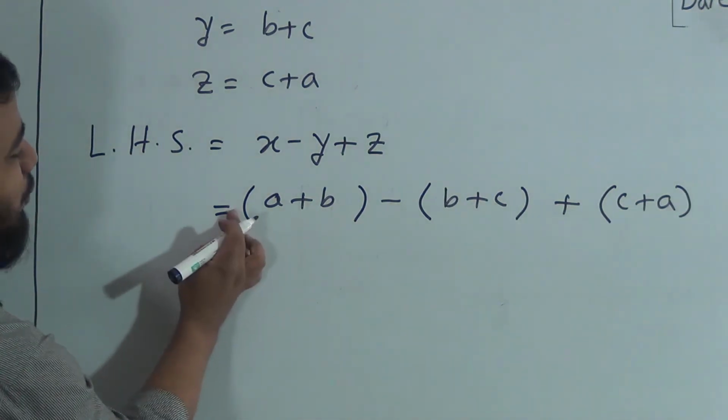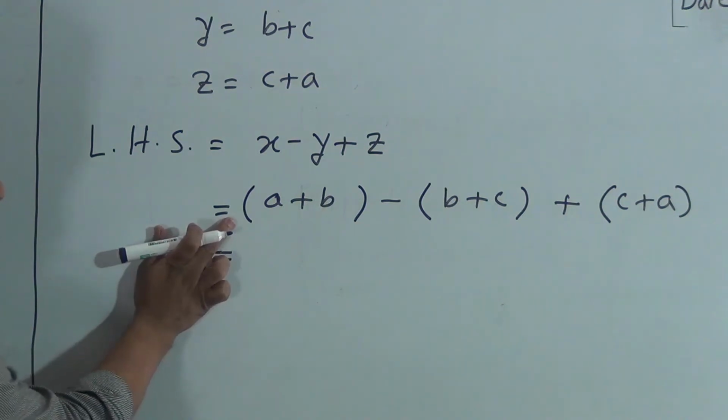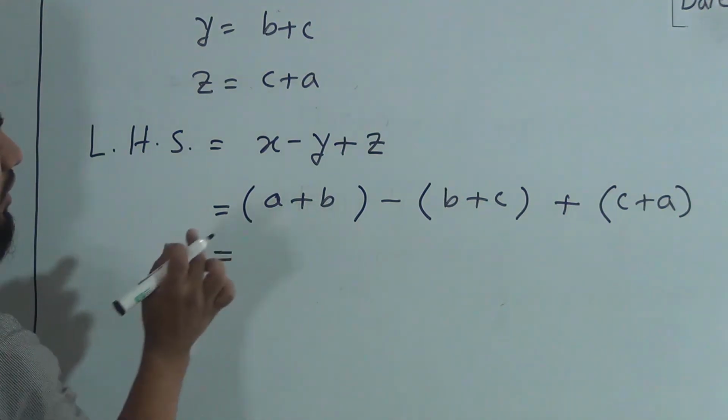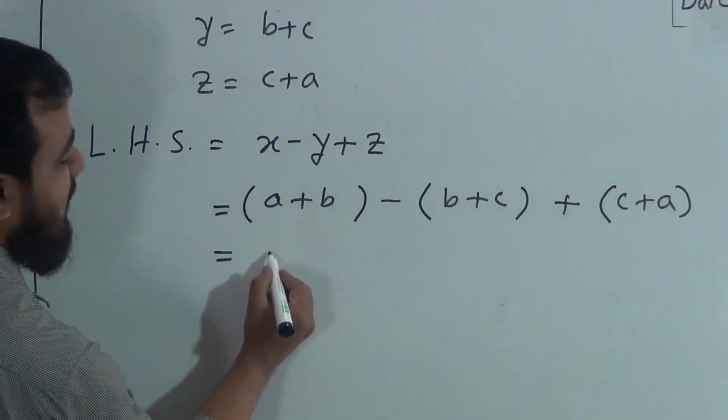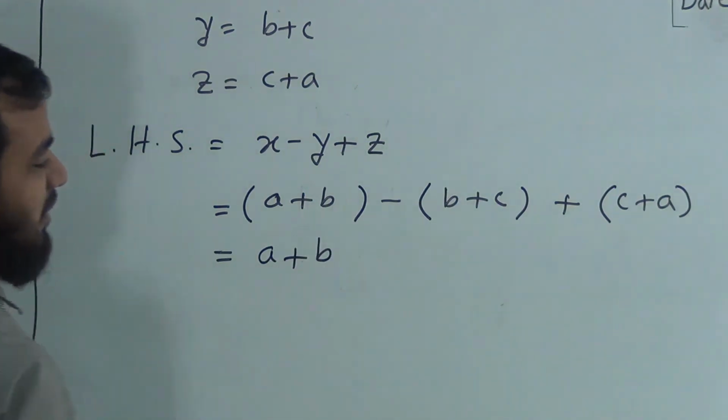Look, this bracket has no sign in the front. That means this bracket has plus sign in the front. That is why the terms' signs will remain unchanged. That means it will remain unchanged as a plus b.